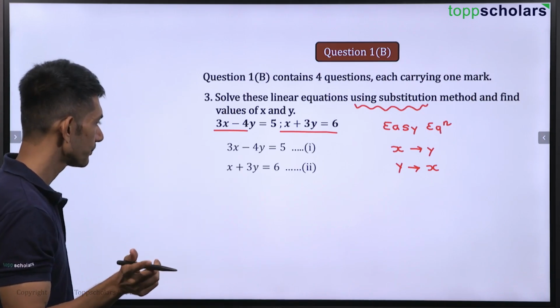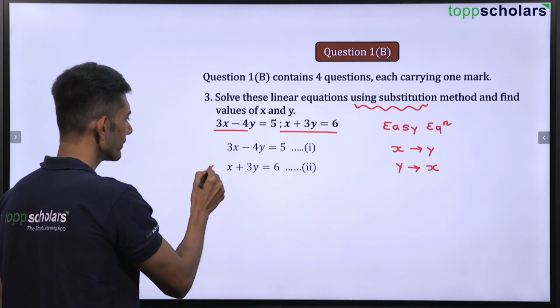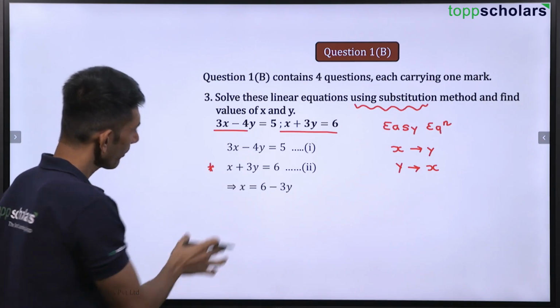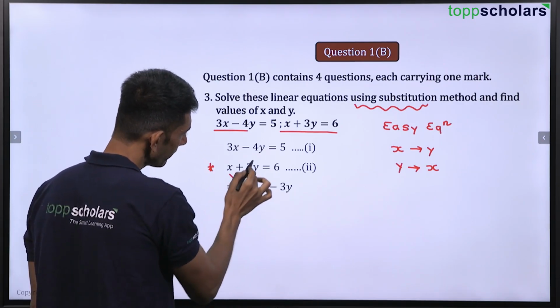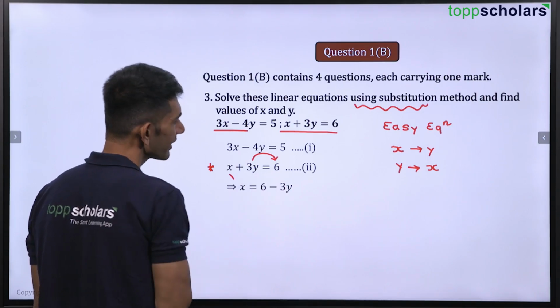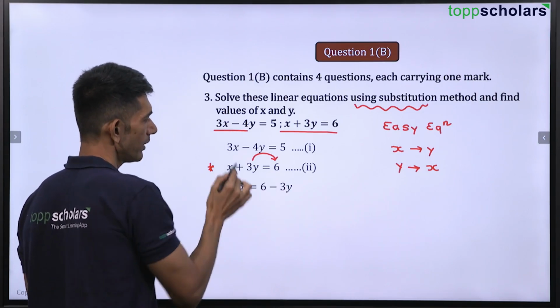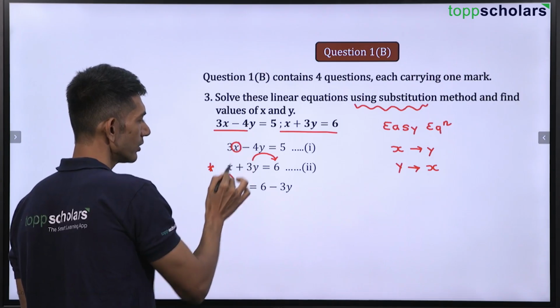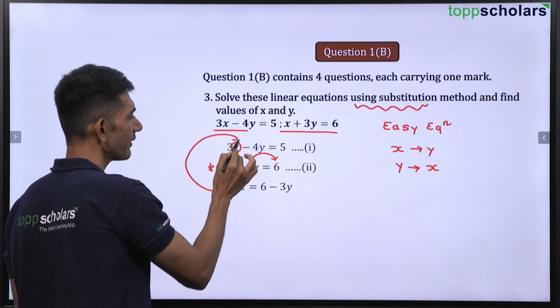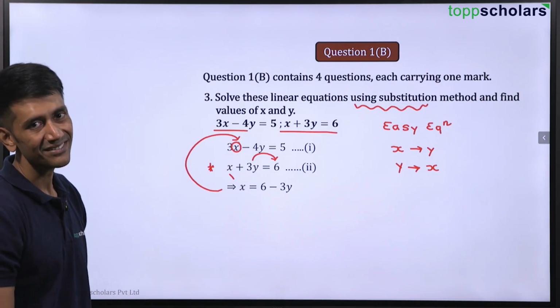That would be better. Correct? So pick up the second equation. From here, can I say x will be 6 minus 3y? Yes. Now here in the other equation, put x as 6 minus 3y.